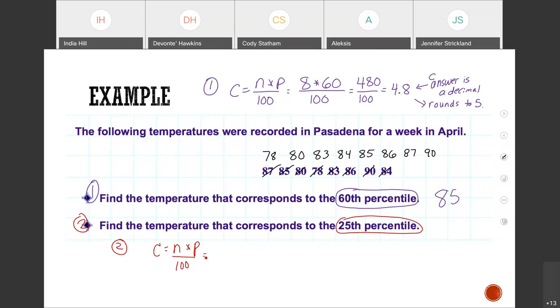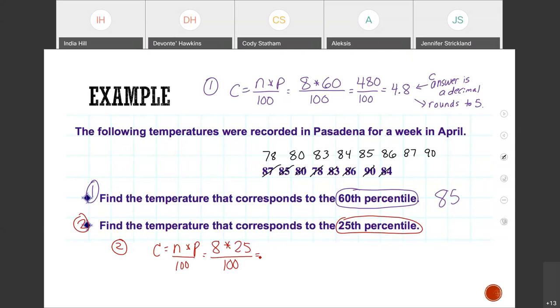So how do I want to set it up? What goes in for the N? Eight. We have eight values. What goes in for the P? 25. We have the 25th percentile that we're looking for. And we're over 100.